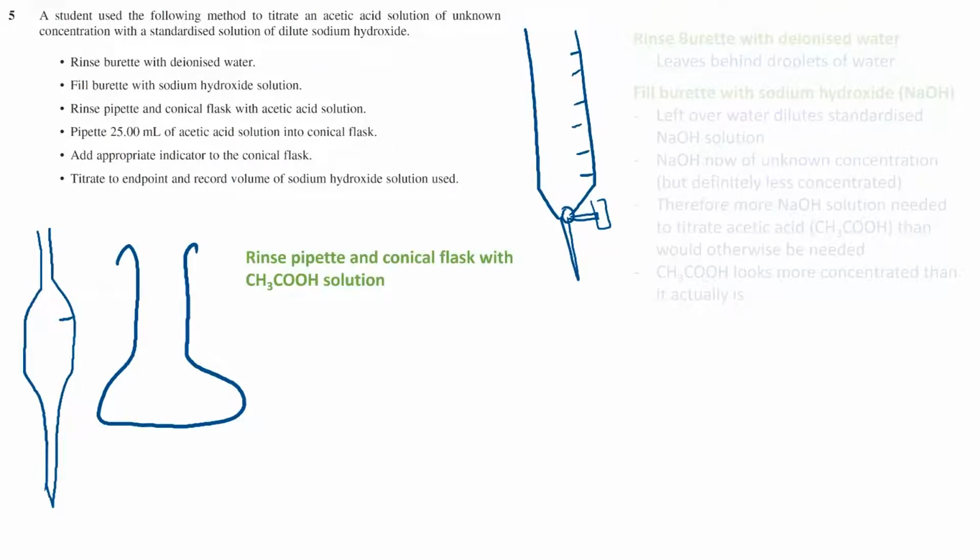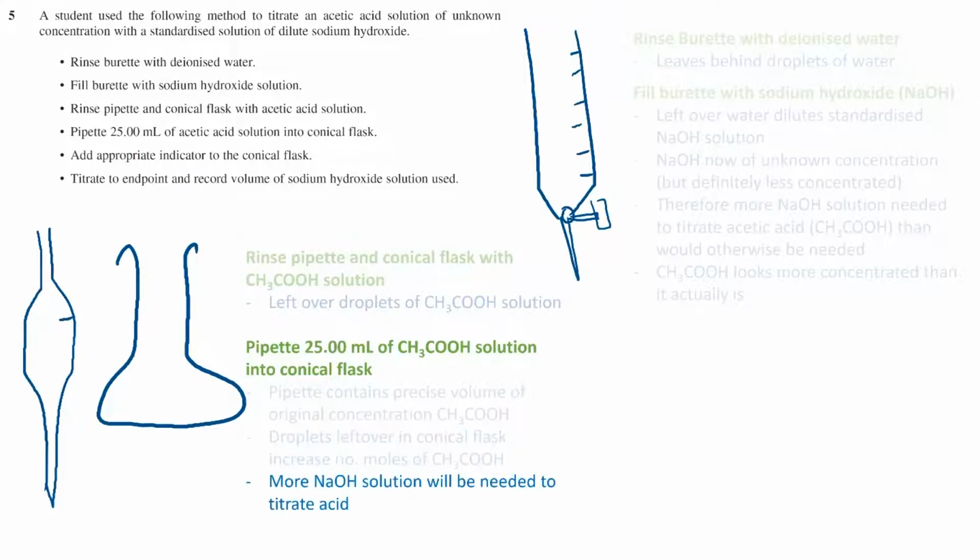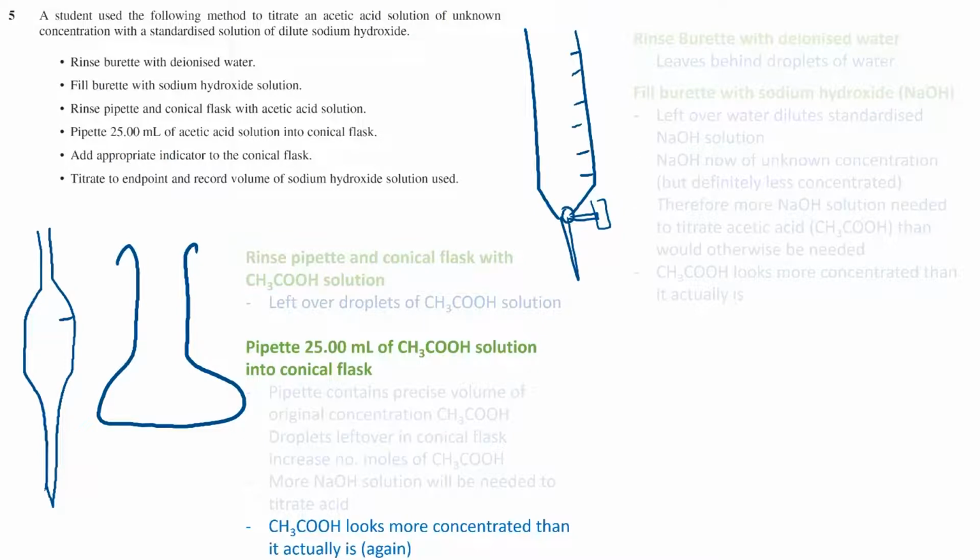Well, this will leave droplets of acetic acid solution in both pieces of glassware. When we move on to the next step, what effect will this have? Well, when we pipette the acetic acid solution, the pipette itself will contain a precise volume of the original concentration. We actually need those droplets in order for the solution to remain undiluted. However, the additional droplets in the conical flask increases the volume and therefore the number of moles of acetic acid. Therefore, more sodium hydroxide solution will be needed in order to titrate the acid. The final result being that once again, the acetic acid solution looks more concentrated than it actually is.